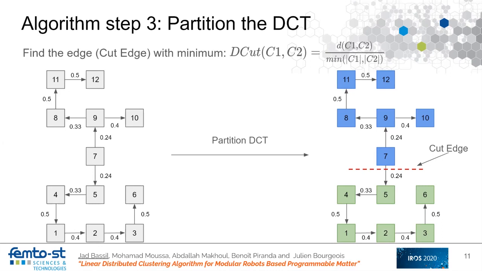Removing it results in the green and blue clusters. The resulting clusters can then be recursively repartitioned by finding and removing additional cut edges until the wanted number of clusters is obtained.